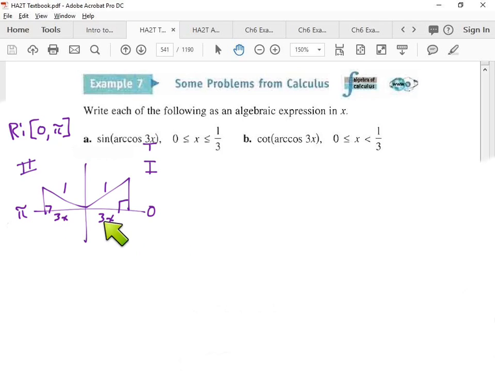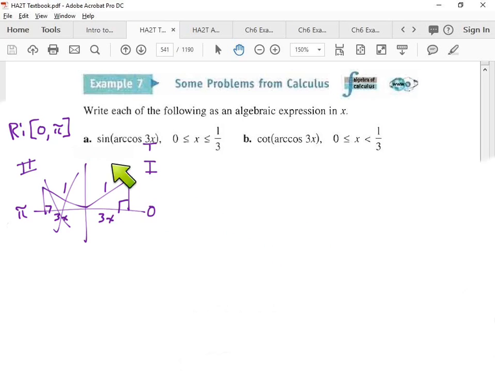I don't know. What else does this tell us? Anything else? Yes, it does. What is x between? 0 and 1/3. So we know that x is going to be positive, which means if this is positive, then this triangle doesn't exist, because if it was over there, it would have to be negative. So we know we're in the first quadrant.